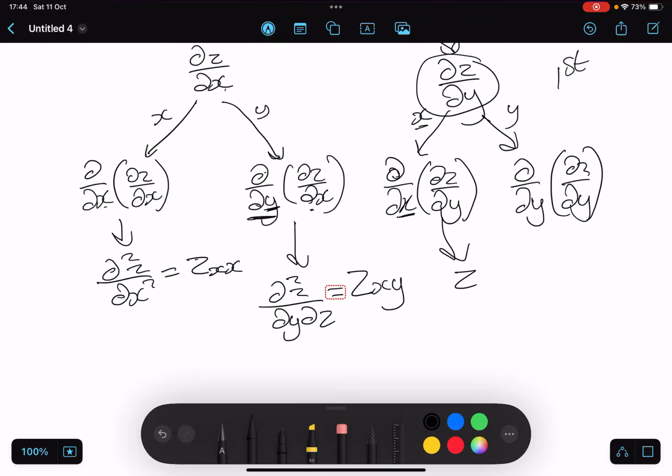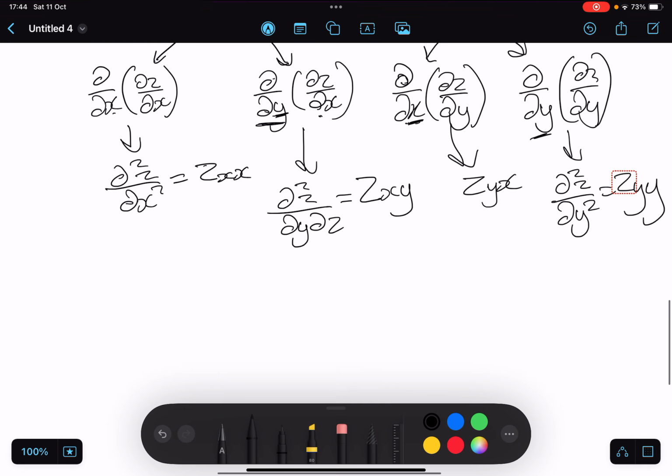So we are differentiating zy with respect to what? With respect to x. So even here, this is going to be d squared z over dy squared. Here we are differentiating zy with respect to y, right? So this is how it's going to be.